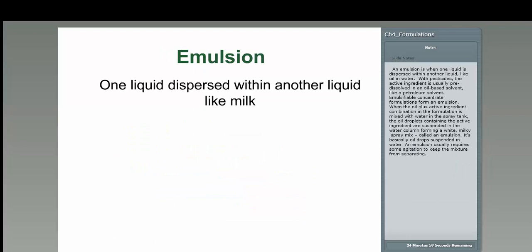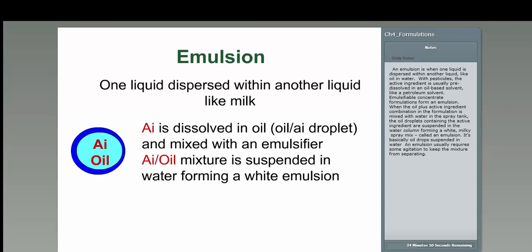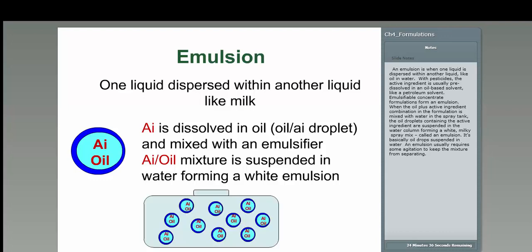An emulsion is when one liquid is dispersed within another liquid, like oil and water. With pesticides, the active ingredient is usually pre-dissolved in an oil-based solvent, like a petroleum solvent. Emulsifiable concentrate formulations form an emulsion. When the oil plus active ingredient combination in the formulation is mixed with water in the spray tank, the oil droplets containing the active ingredient are suspended in the water column, forming a white, milky spray mix, called an emulsion. It's basically oil drops suspended in water. An emulsion usually requires some agitation to keep the mixture from separating.